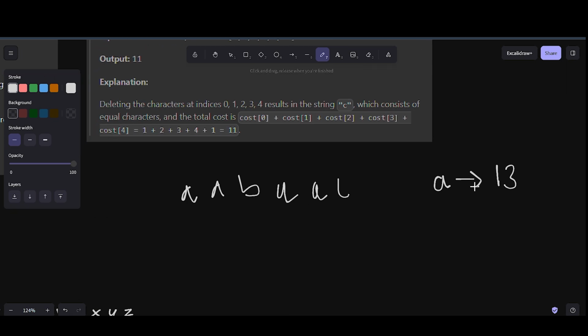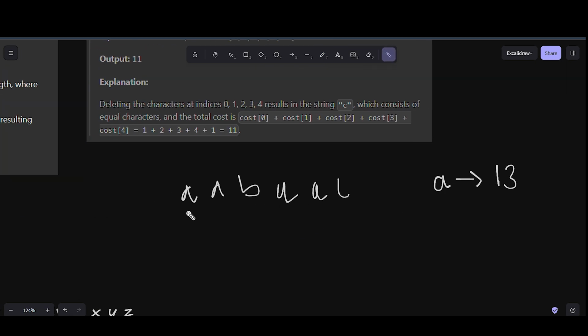So if we want to keep a in this string, we have to remove b and c, and that cost is equal to 13.